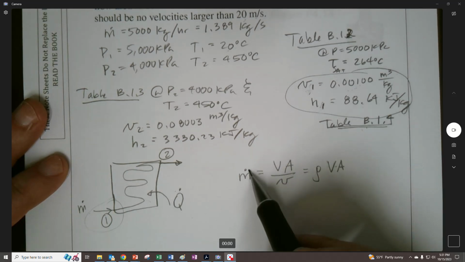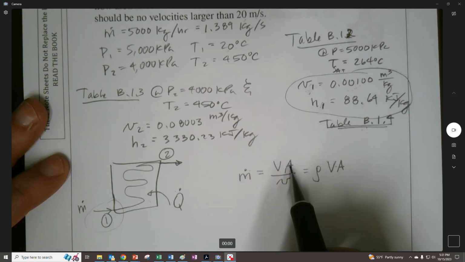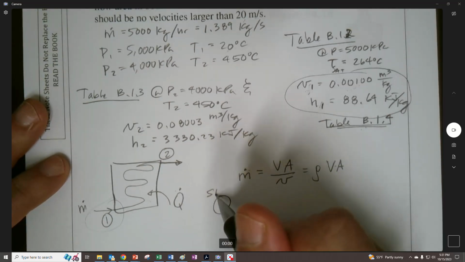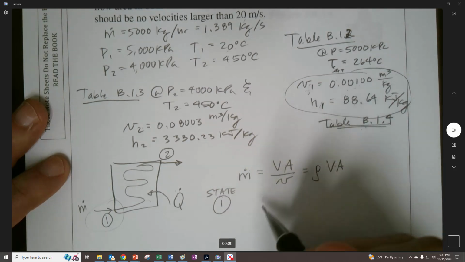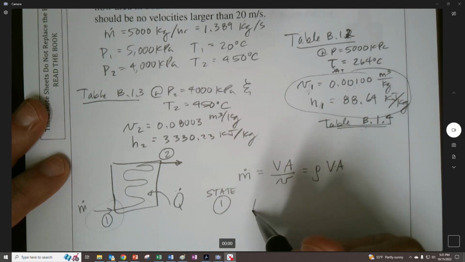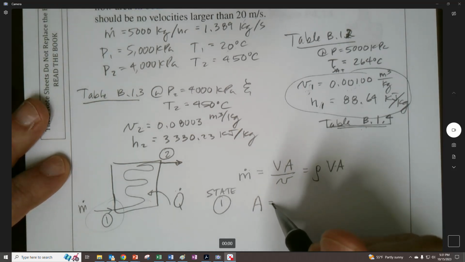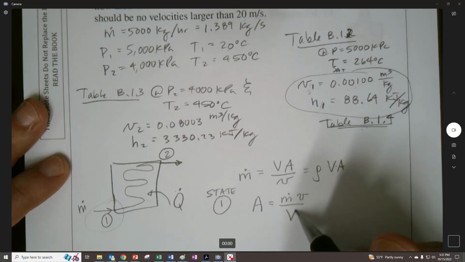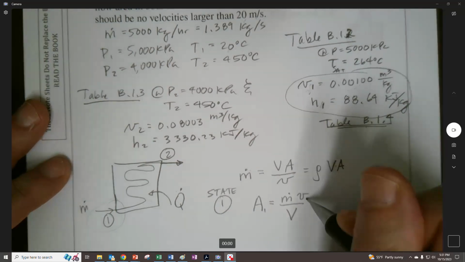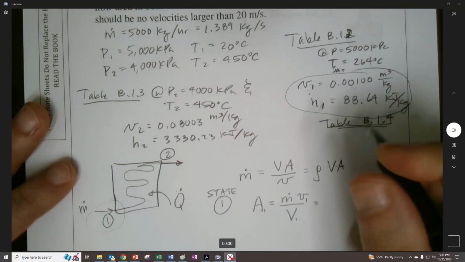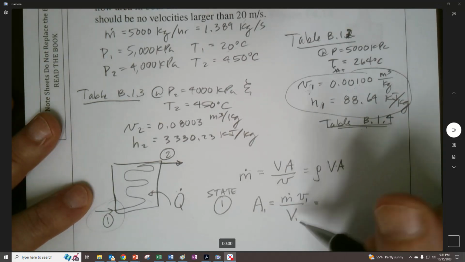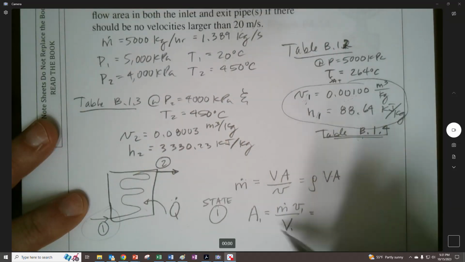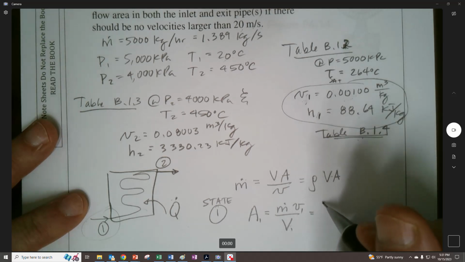So we know the mass flow rate. What we really want to find is what the required area is. For state 1, I'll write state 1 here. This area is going to be equal to M dot times specific volume over velocity. So this would be 1, 1, and 1. And we're told that this can't be more than 20 meters per second. So we need to have at least an area that's equal to what we're about to find.